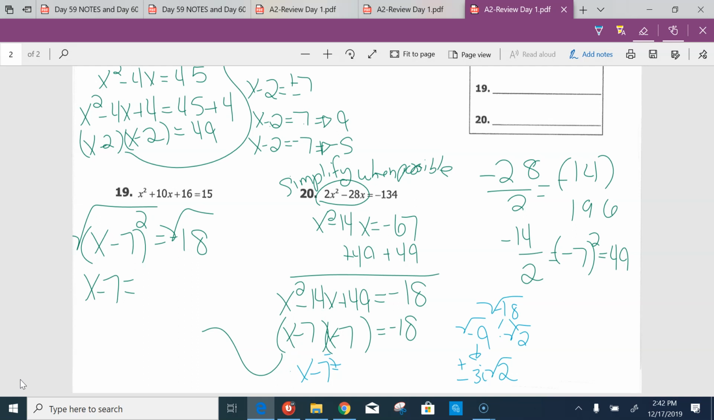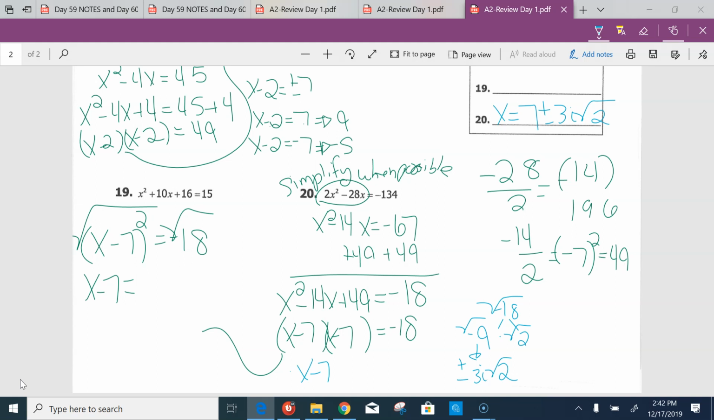x minus 7 is left over. How will I get the x all by itself? So you're going to have x equals a positive 7 plus or minus 3i square roots of 2. I'm not sure if we're going to have one that complicated. You might only have one that complicated on your test.